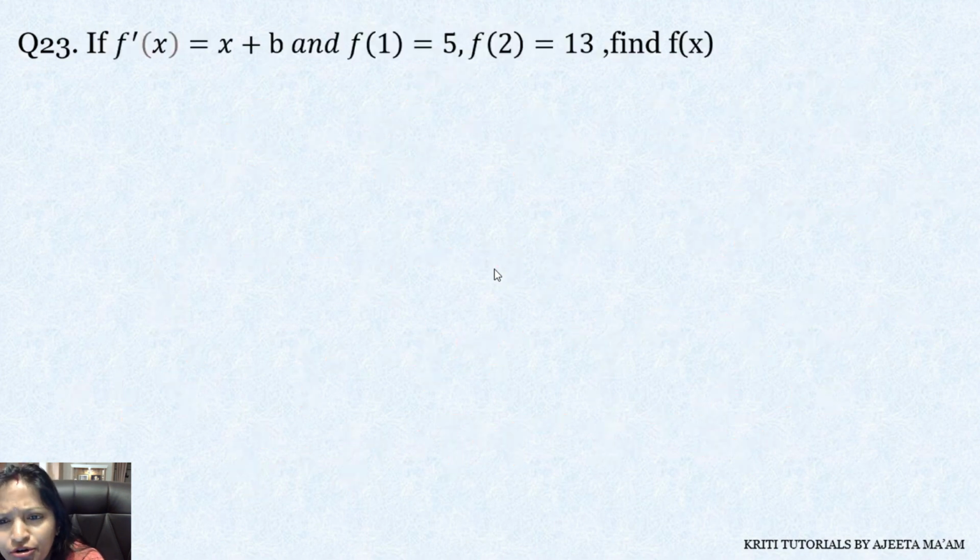Now this is a bit different question, but easy to understand, very important question for 1 marks. Now f dash x is given x plus b. F1 is given 5, F2 is given 13, and we have to find fx.